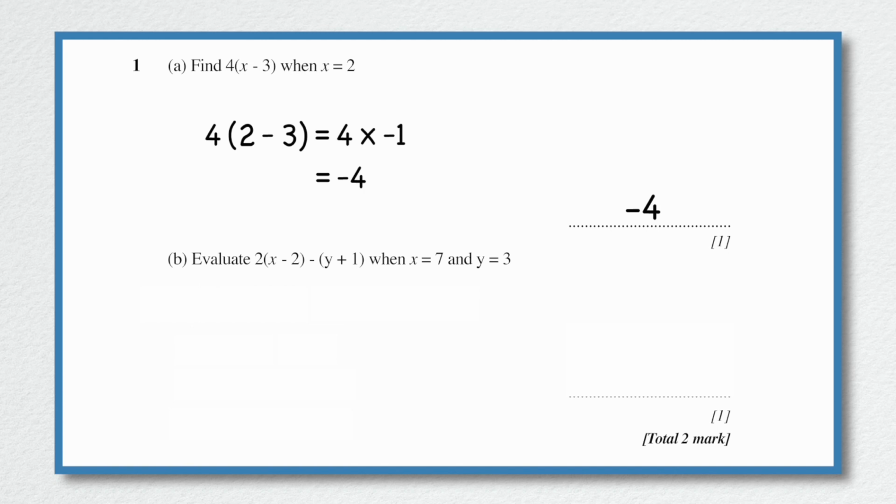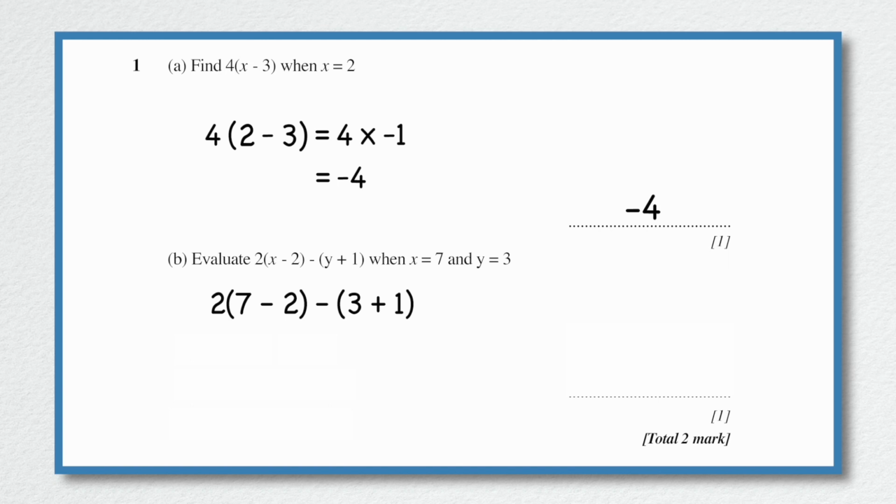Part B. Evaluate 2 open brackets x subtract 2 close brackets, subtract open brackets y add 1 close brackets when x is equal to 7 and y is equal to 3. Here we have 2 values, x is equal to 7 and y is equal to 3. Let's substitute these values in. So we have 2 multiplied by 7 subtract 2 in brackets, subtract 3 add 1 in brackets.